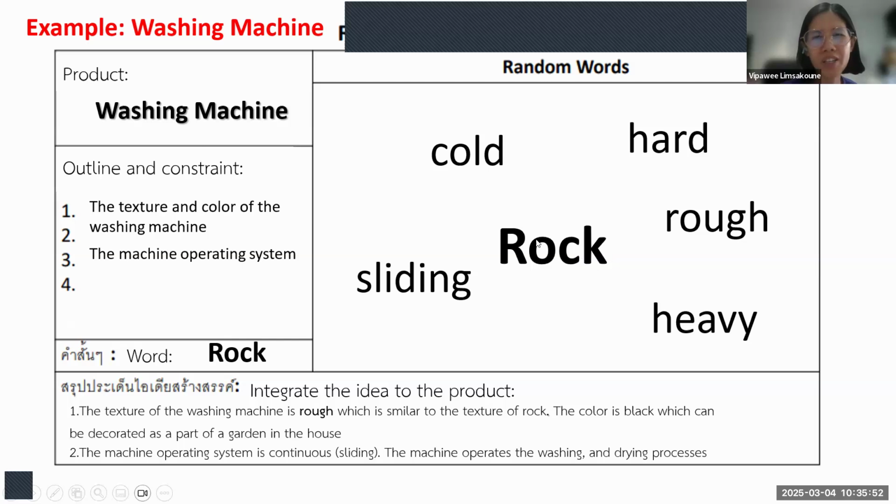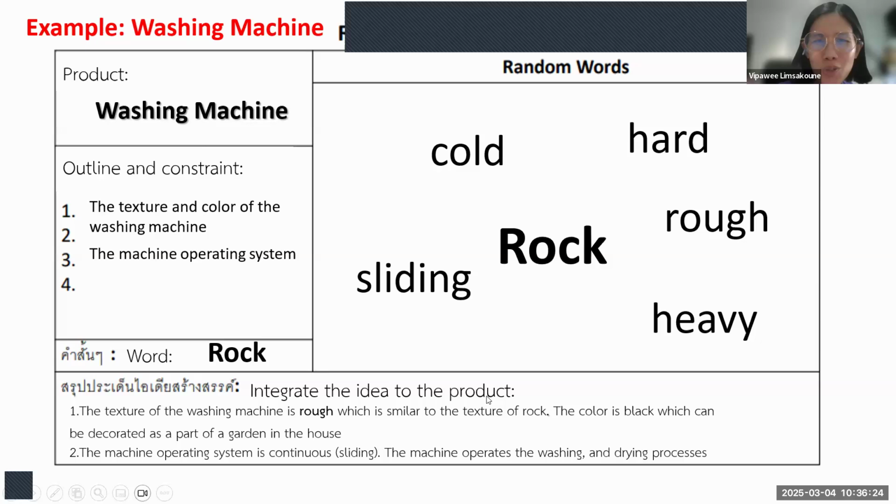So I put the word rock in the middle. Then I branch out from the word rock. Oh, it could be cold when we touch the rock. It is hard when we try to compress it. It's hard. It's rough. The surface is rough, even though I see smooth ones too, but it's okay. The rock could be heavy, right? The big one. The rock that could be rock sliding. It's dangerous actually, like a cliff or something.